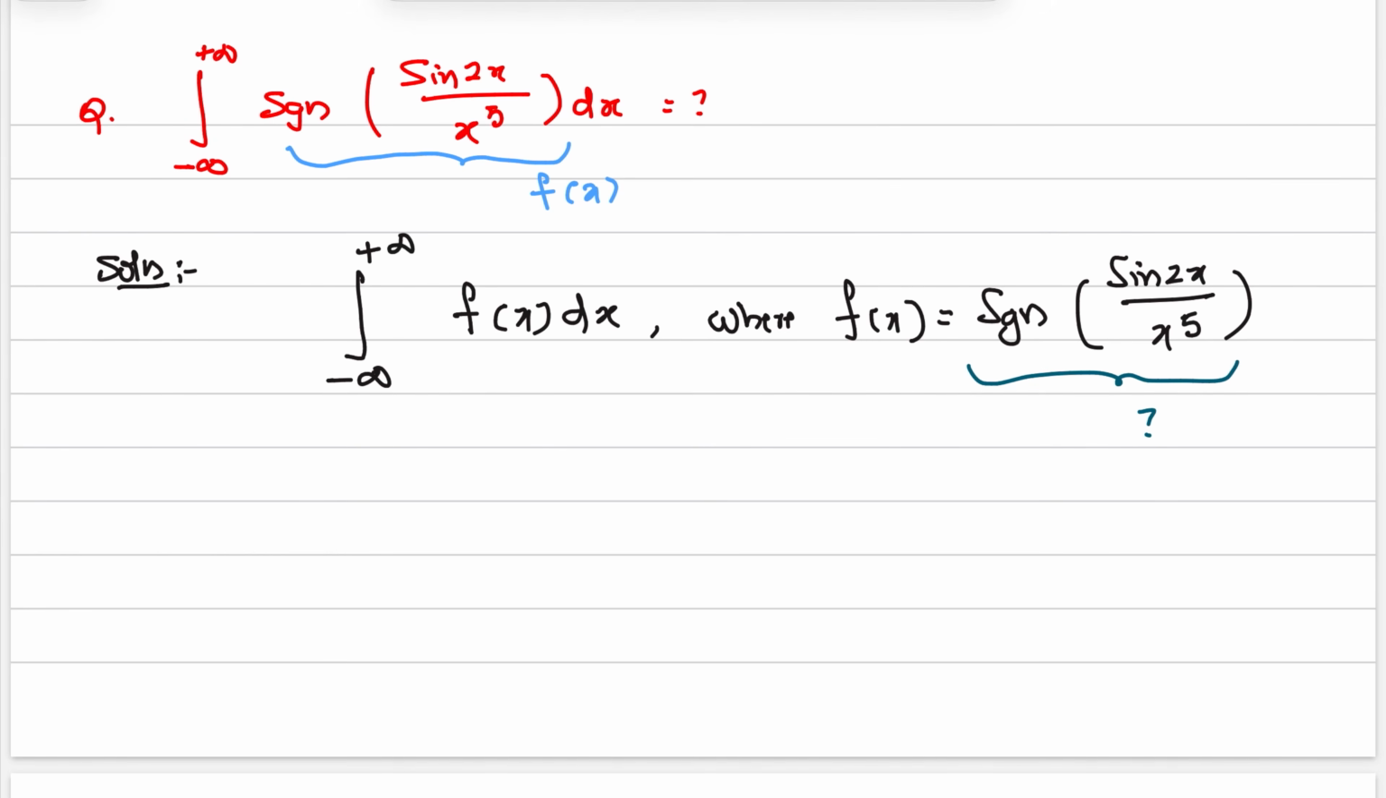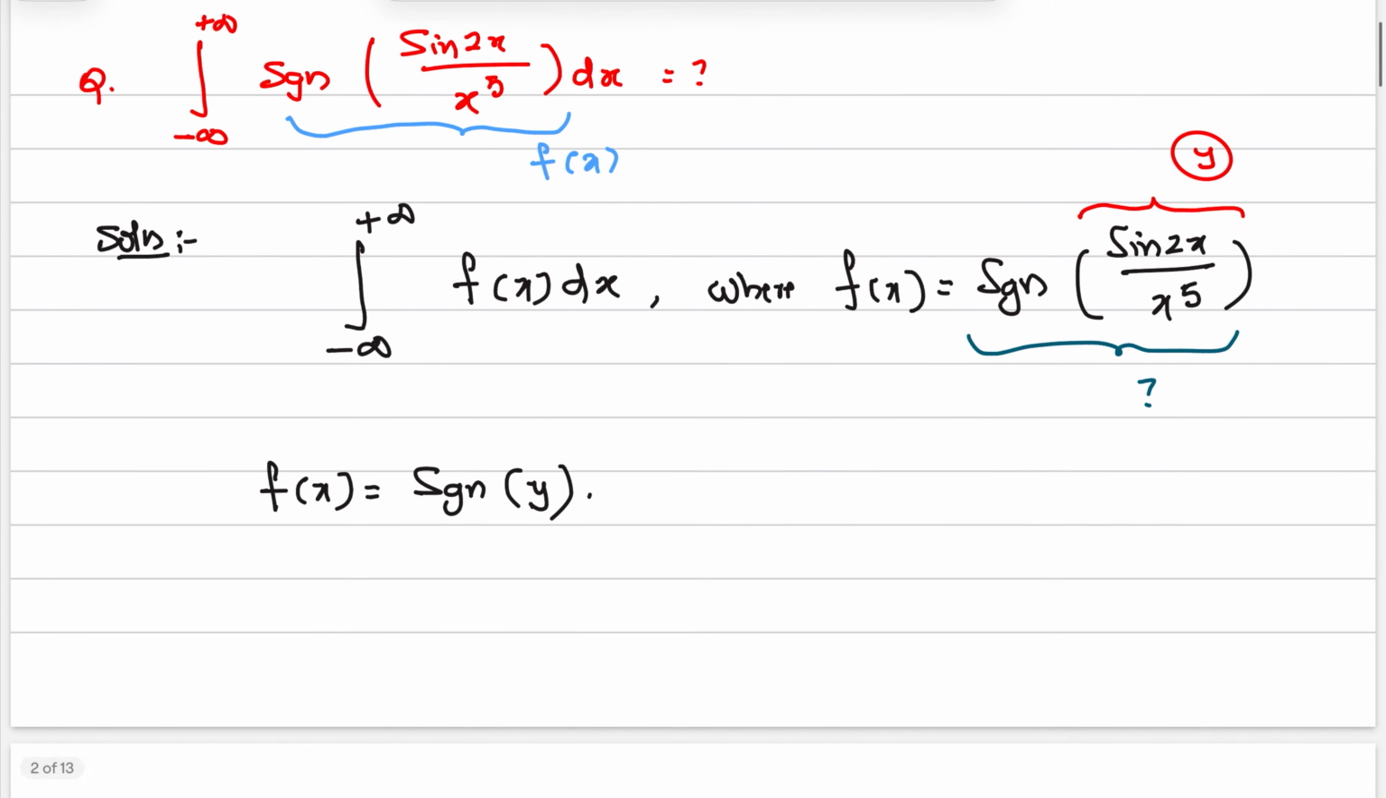Now, for example, I will call this y, some arbitrary variable. Sin 2x by x to the power of 5 is equal to y. What happens then? Function x is equal to signum function y. Then, what is the meaning and definition of the signum function? It is a very important point in this lecture. Please try to understand.